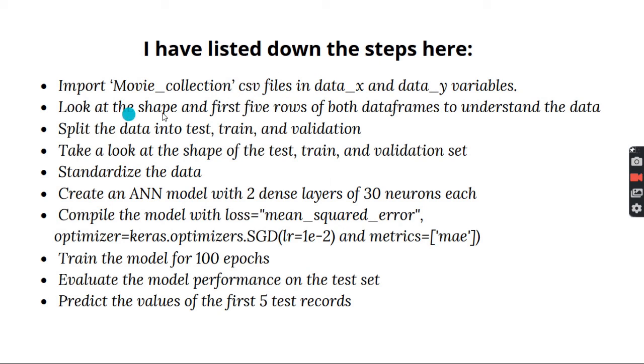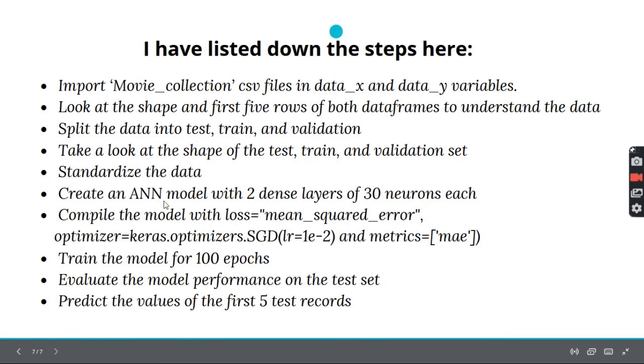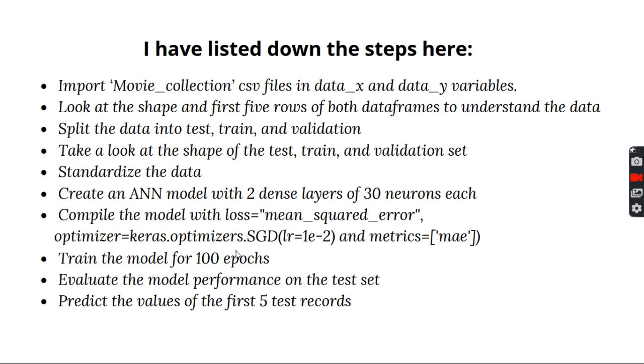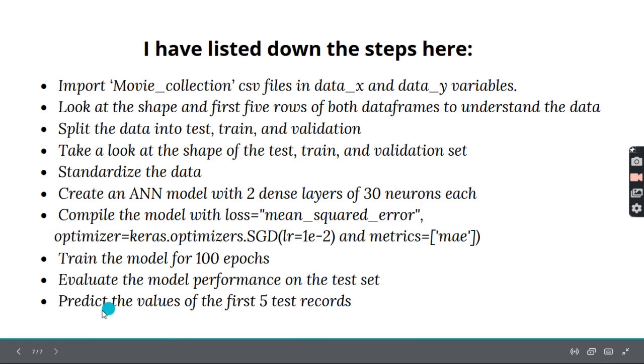Here I've listed down the steps. The steps are given here. I'm going to show you in my next tutorial. I'll open Google Colab and show you how we can implement all the steps and create an artificial neural network in a Google Colab notebook. And we're going to see the prediction of the first 5 test record values. So stay tuned with me.